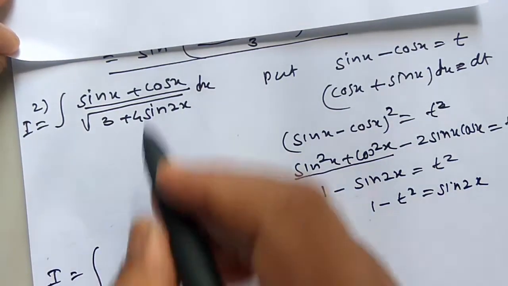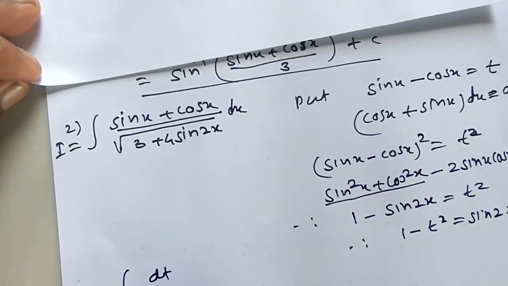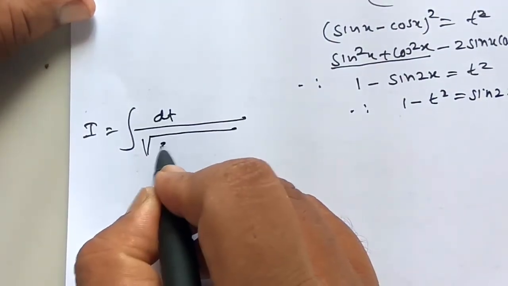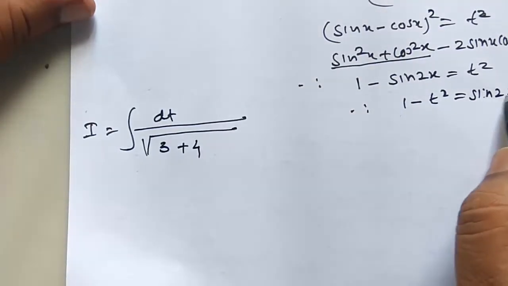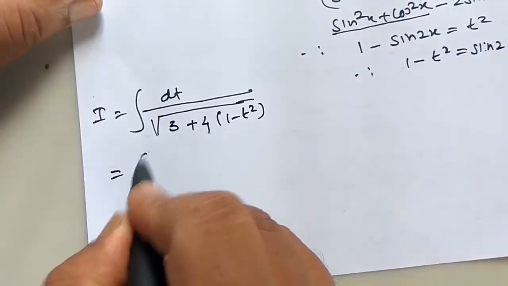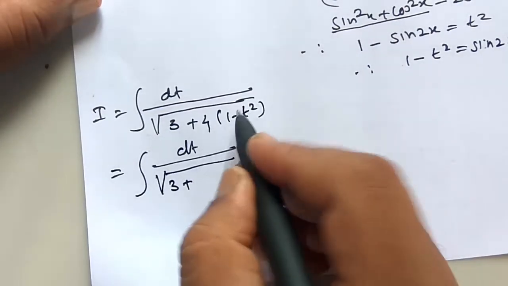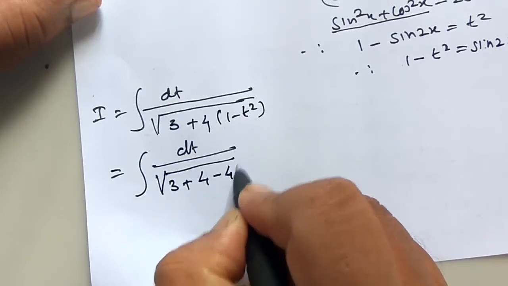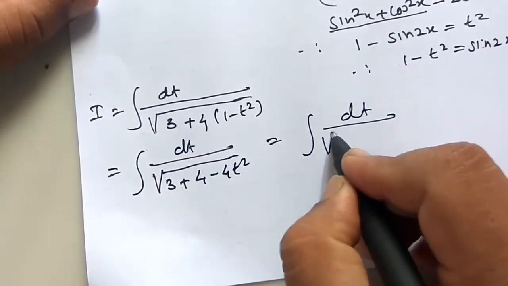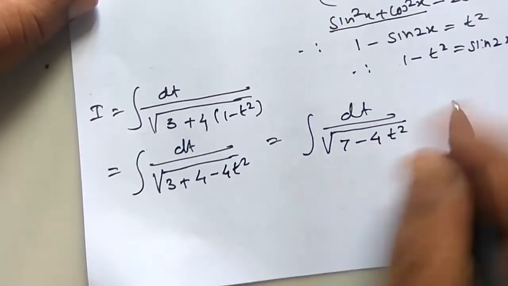Therefore, I is equal to, the numerator (sin x plus cos x) dx is equal to dt, upon under root of 3 plus 4 sin 2x, which is 1 minus t square, which is equal to dt upon under root of 3 plus 4 inside the bracket, (1 minus t square), which is 3 plus 4 minus 4t square, which is equal to dt upon under root of 7 minus 4t square.